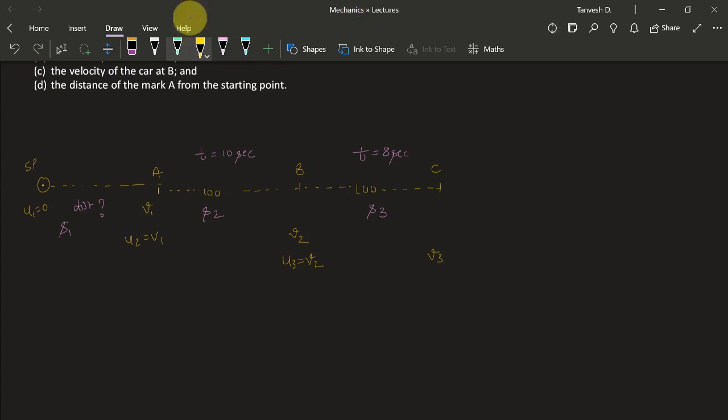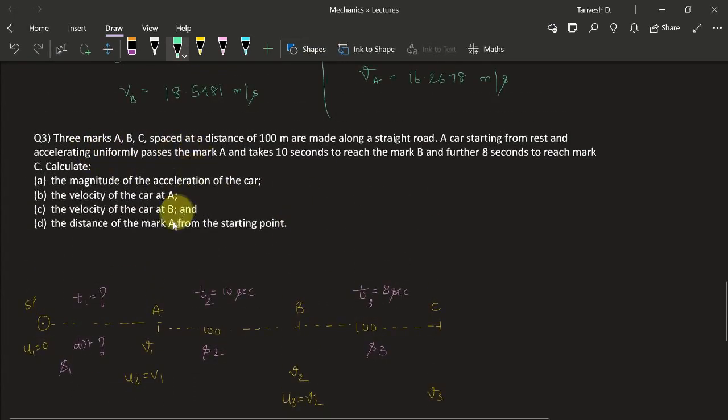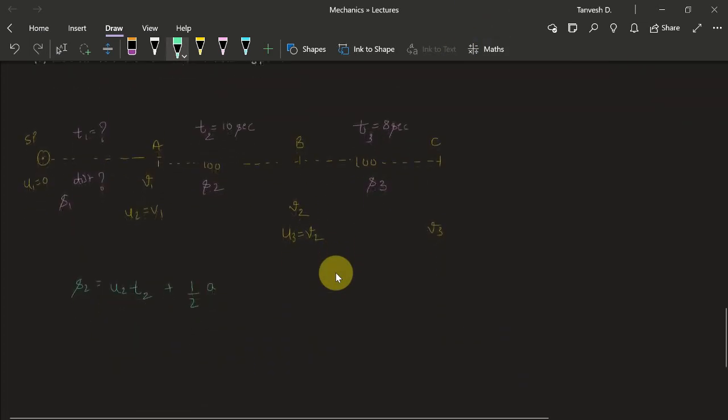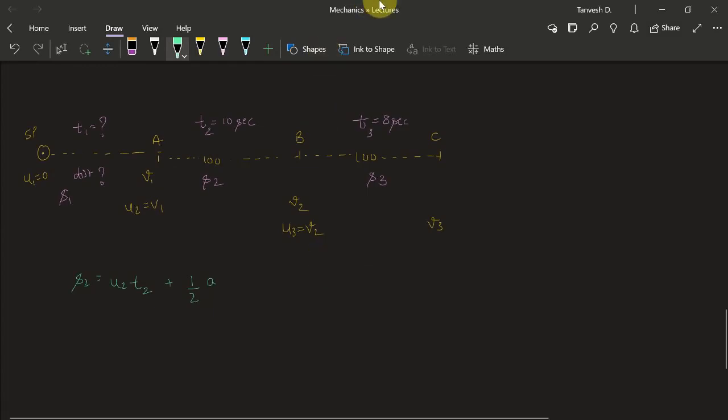We will apply the equations of motion. S2 is equal to u2, and let me write this as t2, and this is t3, and let's say this is t1, which is not known to us. Okay, so u2 t2 plus half. Now one thing that remains common with the car is it is accelerating uniformly. A car starts from rest and accelerates uniformly throughout the journey. So acceleration is not going to change anywhere. Acceleration will remain the same, right?